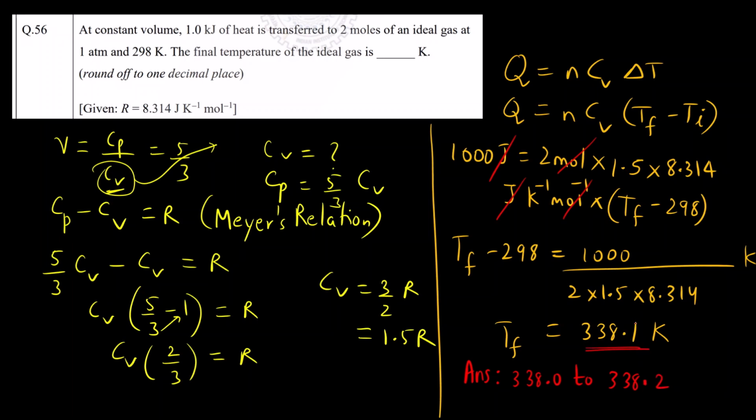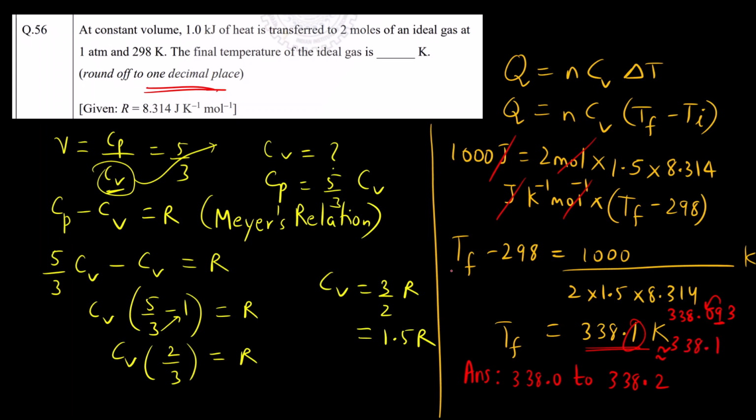Why have I rounded off to 1 decimal place? Because here it is mentioned to round off to 1 decimal place. The actual answer that you get is 338.093. Here the digit is 9, so I can add 1 to the previous digit. That's how I have rounded off to 338.1.